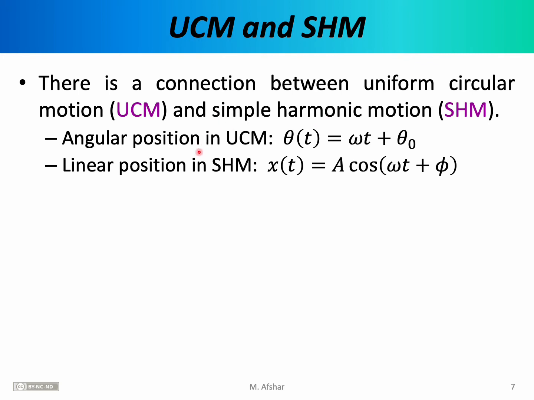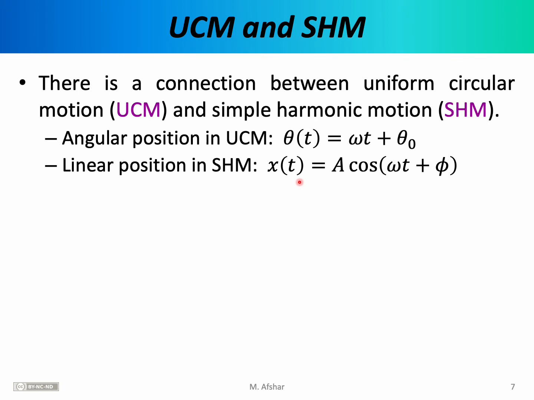When it comes to uniform circular motion, what we're primarily interested in is the angular position of the object as a function of time, which is given by this formula. This formula essentially comes from angular kinematics, which is something that you should have learned in your mechanics course. Linear position in simple harmonic motion is given by this equation here, which we have now derived over several lectures.